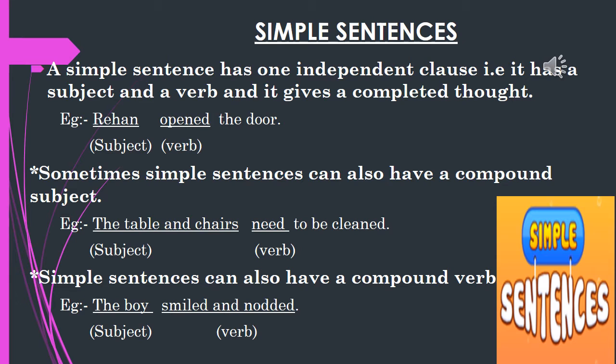Sometimes simple sentences can also have a compound subject. See the example. The table and chairs need to be cleaned. Here, the table and chairs is a combined subject or a compound subject, and need is the verb. Simple sentences can also have a compound verb. For example, the boy smiled and nodded. So you can see that the boy is the subject, smiled and nodded is the verb, it's a combined verb or a compound verb.